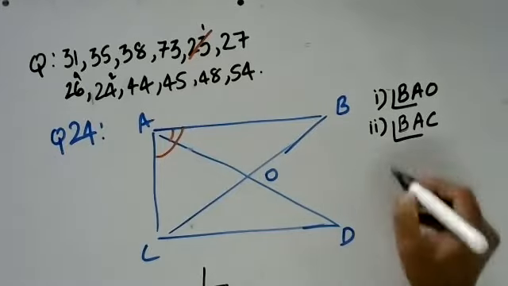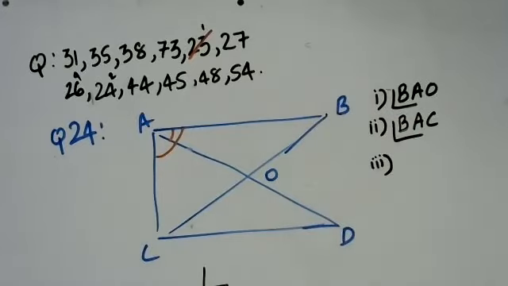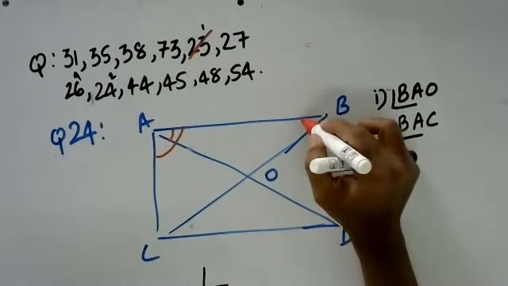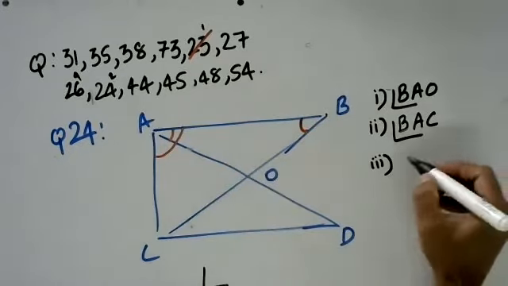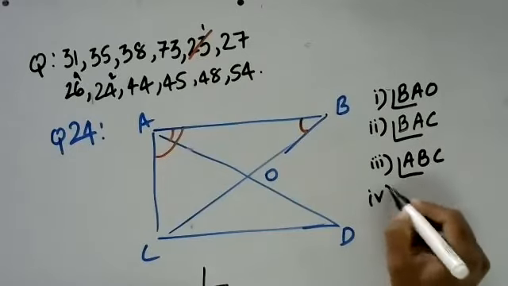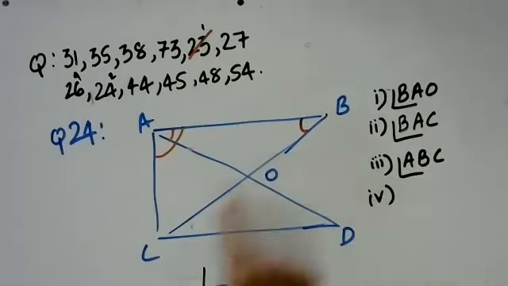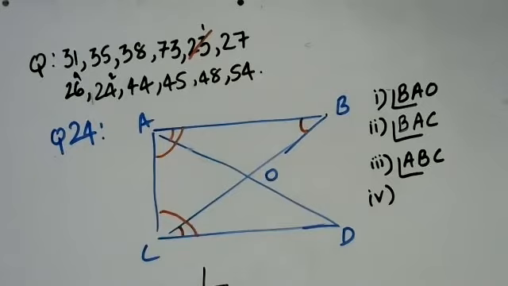All right, then move on to B. Now I am at point B. So at point B, there is only one angle, and that angle is ABC. Then fourth, move on to point C. At C again, there are two angles. This is one and this is another.